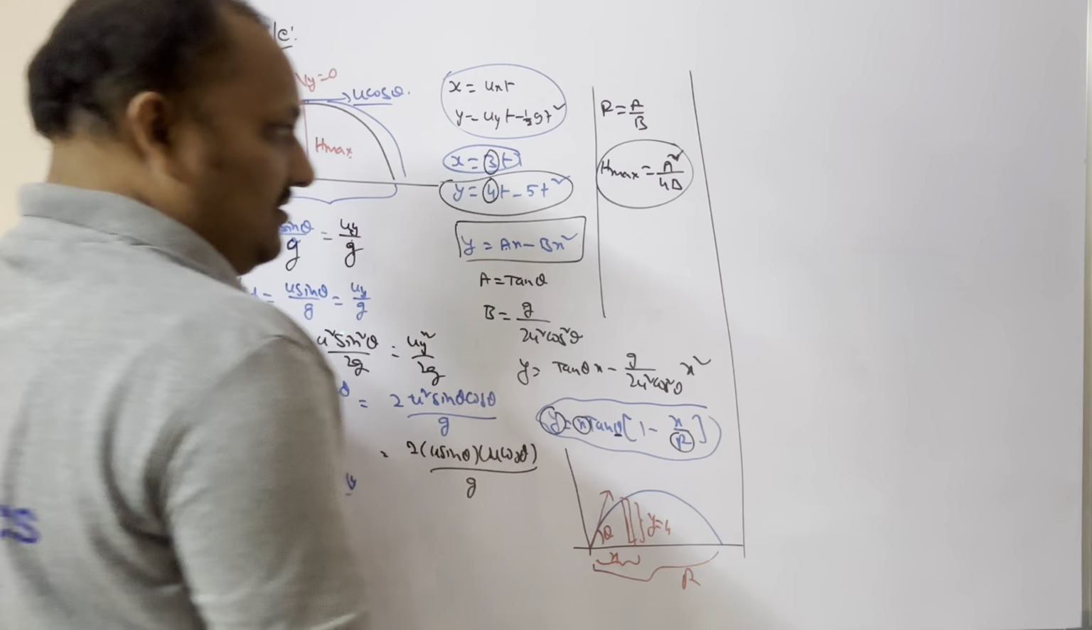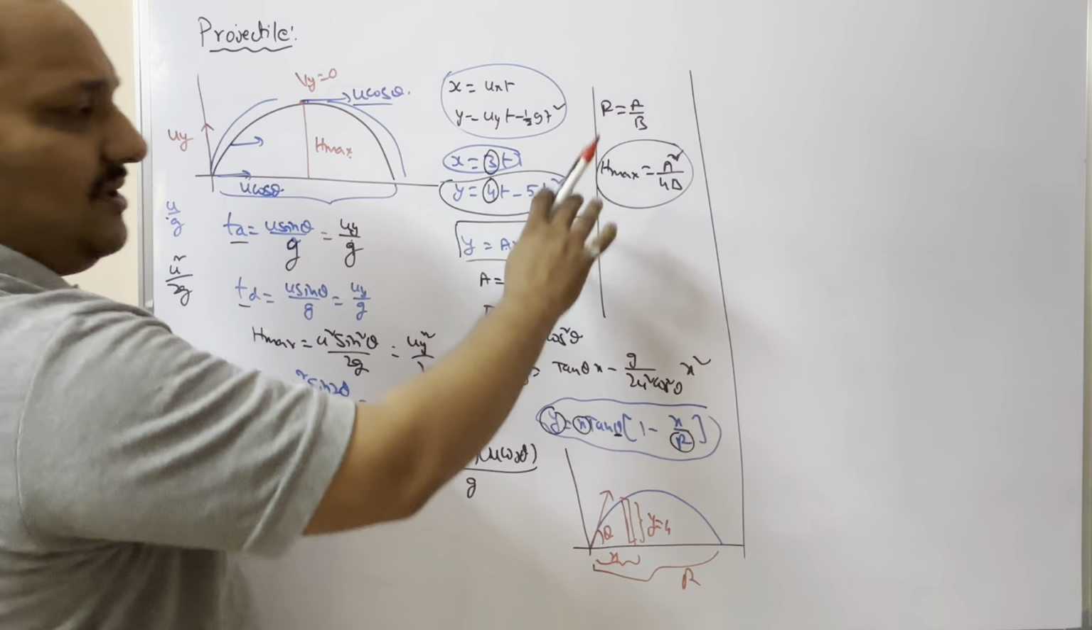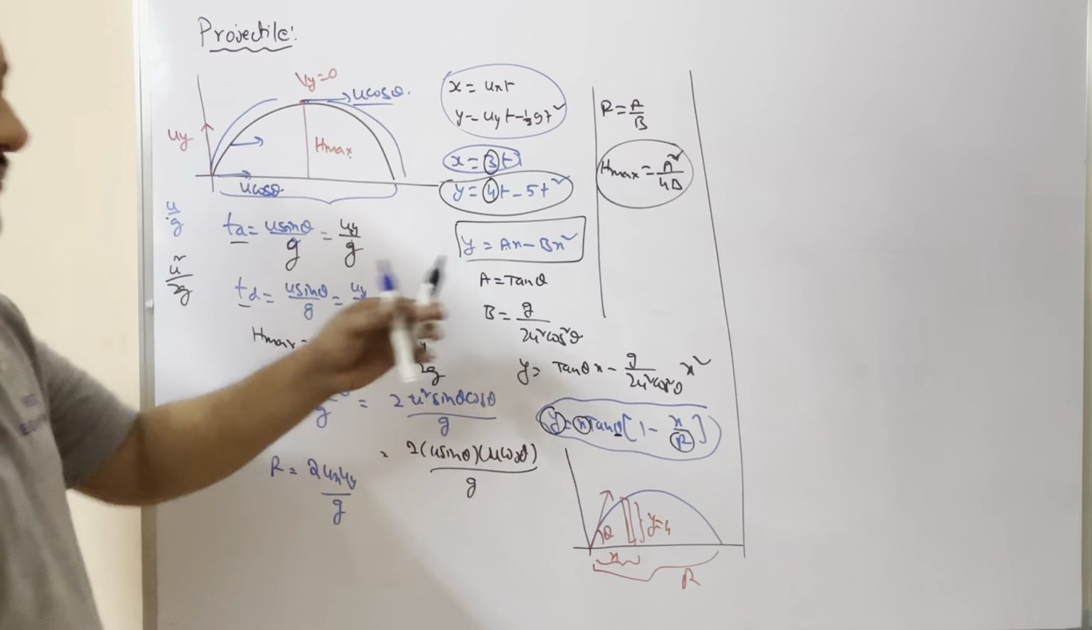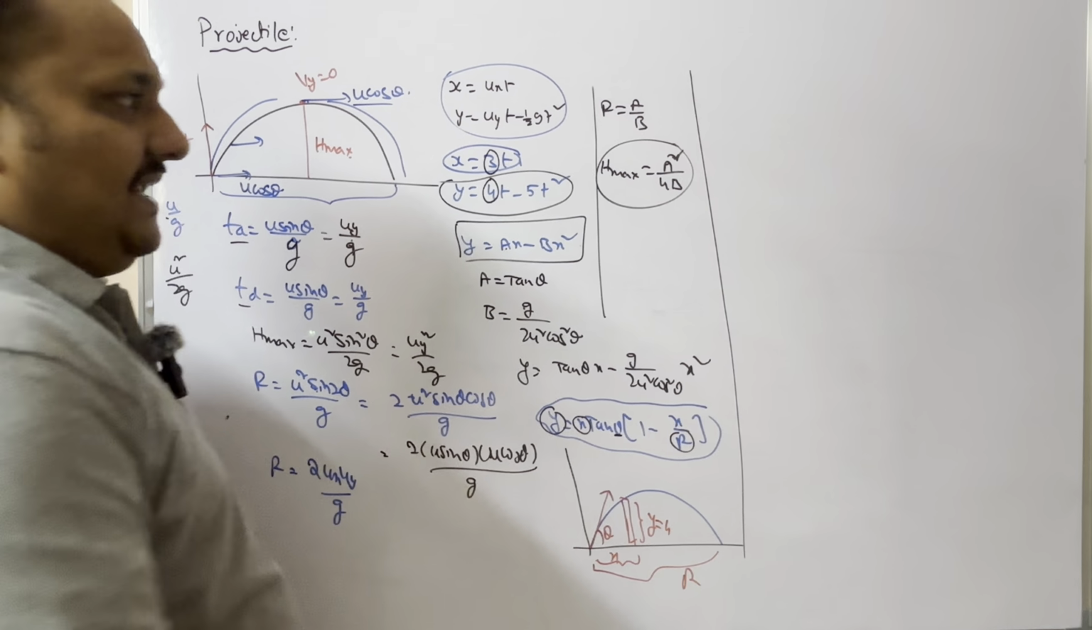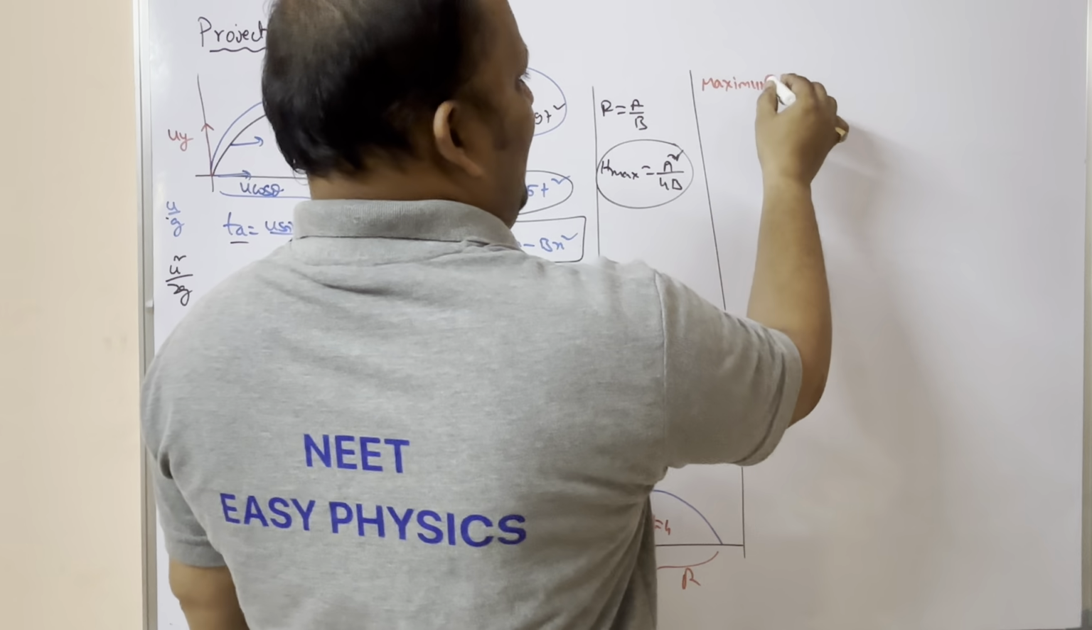Here we are doing it short, therefore we cannot give all the information, but we are going to discuss the maximum they may ask. Next, maximum range. When is the range going to be maximum?